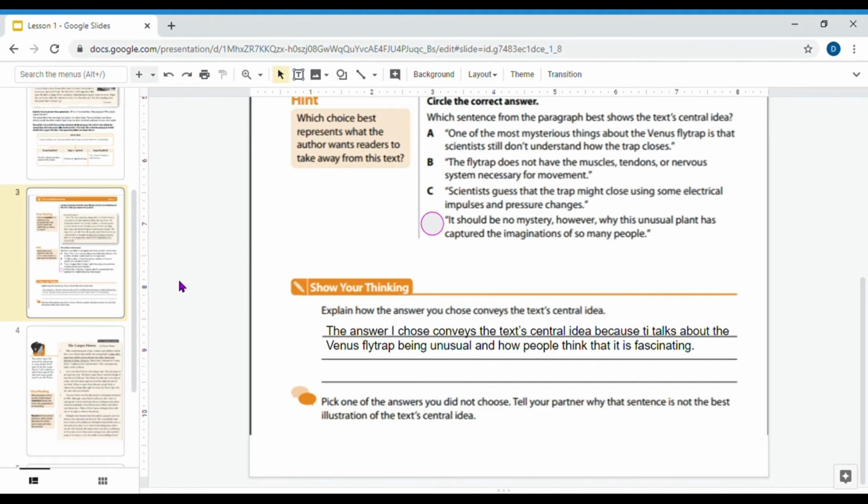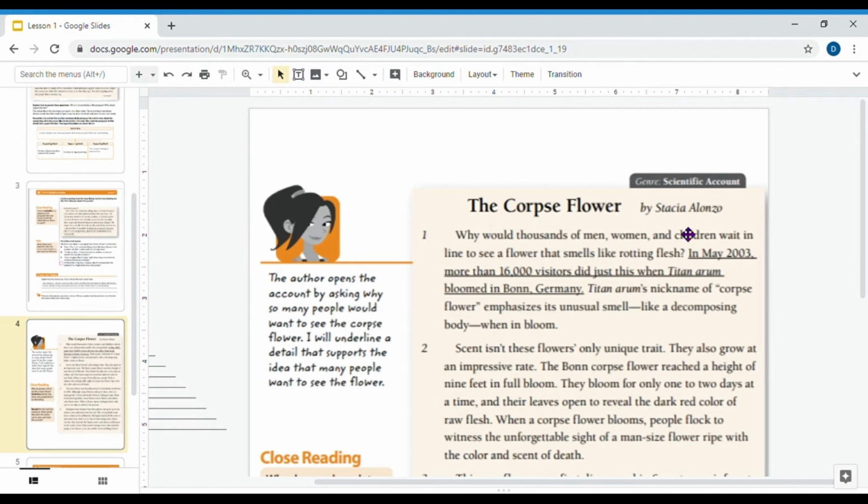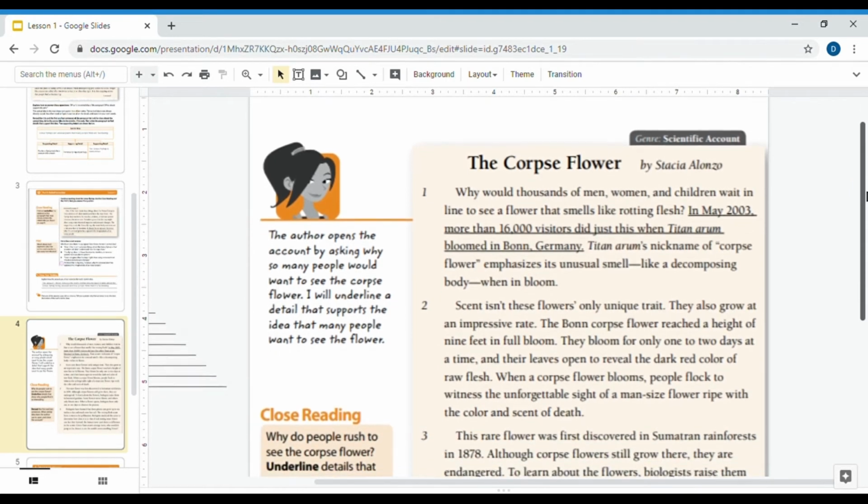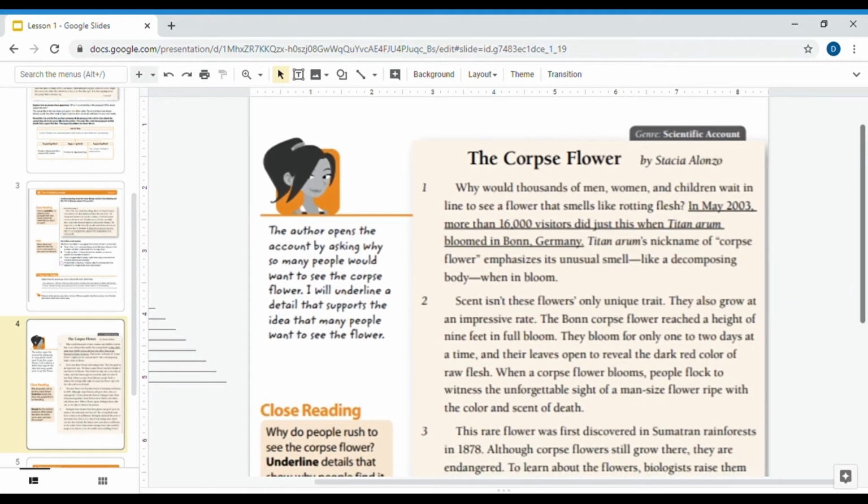Now moving on to page 4. This is called the corpse flower. I'm going to read the text, and then we're going to have to do the close reading on the side. It says, why would thousands of men, women, and children wait in line to see a flower that smells like rotting flesh? In May 2003, more than 16,000 visitors did just this when Titan Arum bloomed in Bonn, Germany. Titan Arum's nickname of corpse flower emphasizes its unusual smell, like a decomposing body when in bloom.